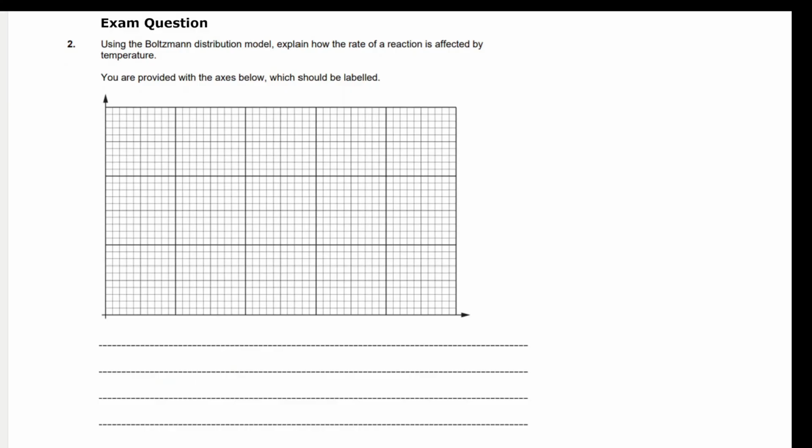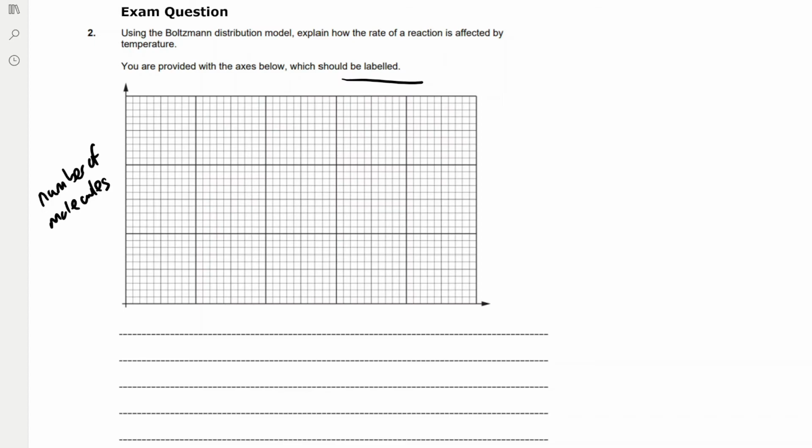So we've got an exam question. Using the Boltzmann distribution model, explain how the rate of reaction is affected by temperature. You're provided with the axes below, which should be labelled. That's important. We need to remember to label the axes. On the y-axis, remember, we have the number of molecules. And on the x-axis, we have the energy.